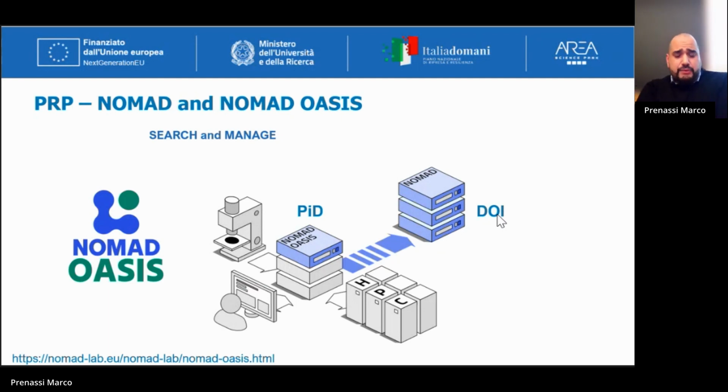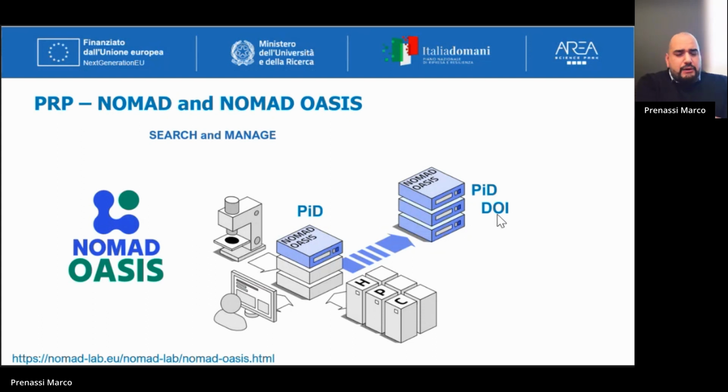We can share it. We can create more Nomad Oasis, one for each laboratory, for example, and we can use our persistent identifier, and we can do a lot of things. We can also set up our Nomad Oasis with a DOI, something that we buy from a registered agency, and we can have a repository of our data shared for all the scientific community.